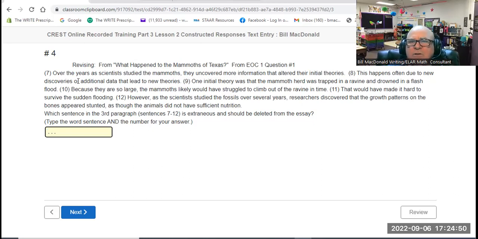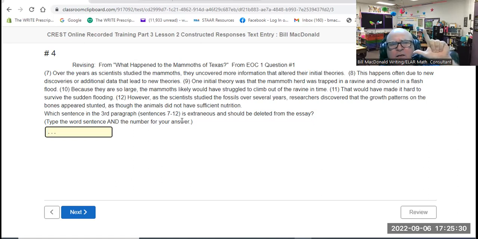In other words, there's a song that goes, one of these things just doesn't belong here. And so what they're trying to figure out is which one doesn't really fit in with the other ones based on the context. Over the years, as scientists studied the mammoths, they uncovered more information that altered their initial theories. And so basically my topic sentence, my main idea, is that there's going to be information that alters the theories. This happens often due to new discoveries or additional data that leads to new theories.